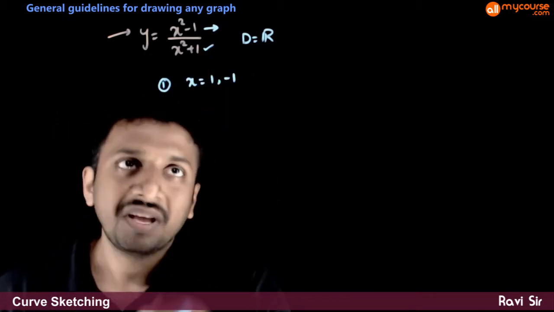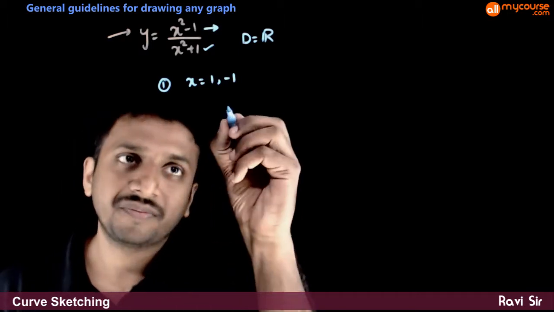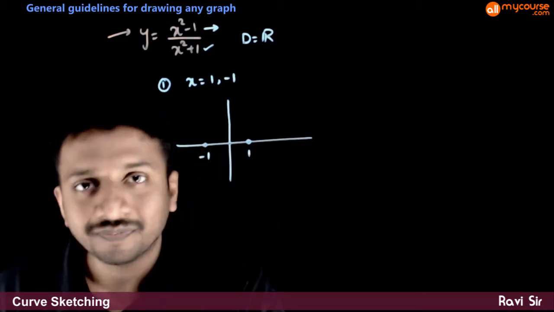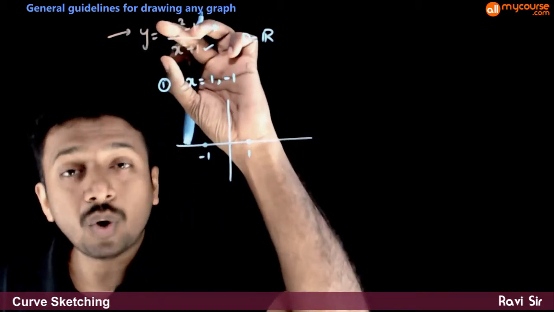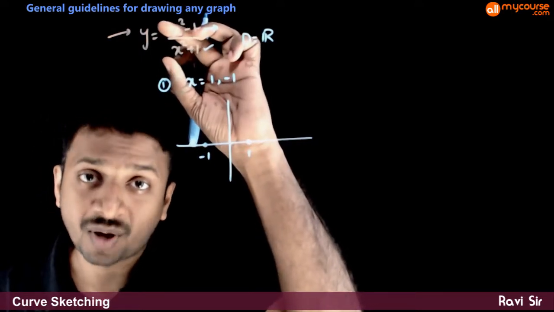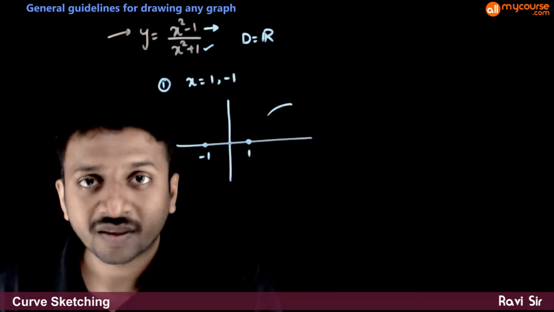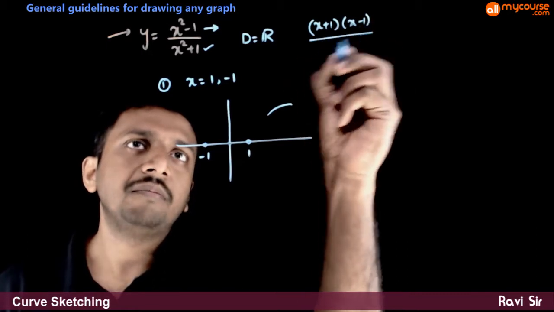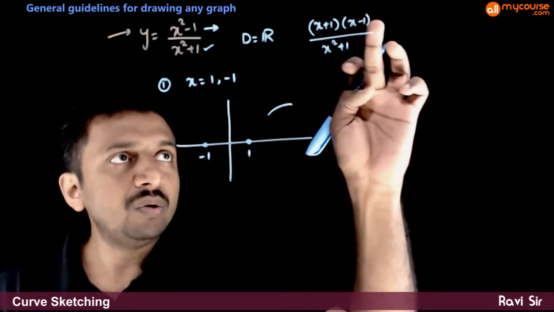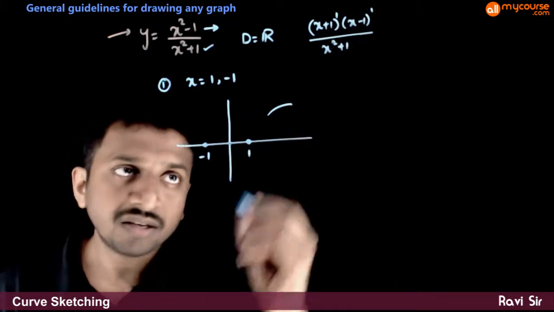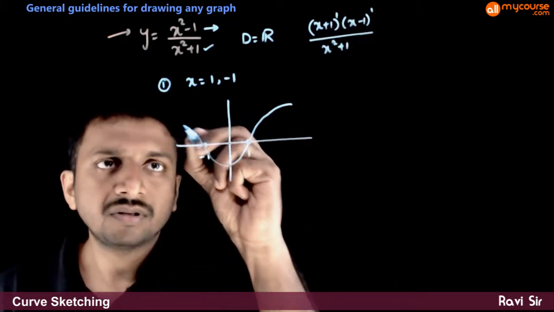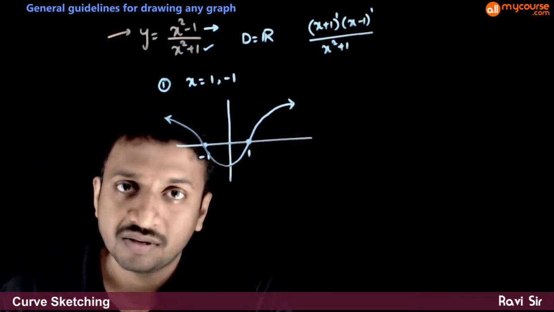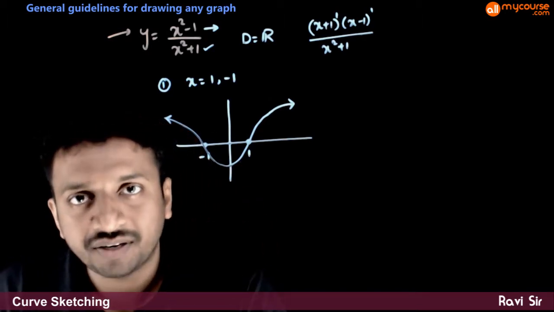At the first stage, I'll draw the wavy curve. In the wavy curve, the critical points are 1 and −1. The leading coefficients of the highest powers, in both numerator and denominator, are positive, so the curve starts from here. x² − 1 is (x + 1)(x − 1)/(x² + 1). Corresponding to each of these critical points, the power is odd, so the sign change happens. This is the wavy curve for this function. Now one stage of the graph is completed.